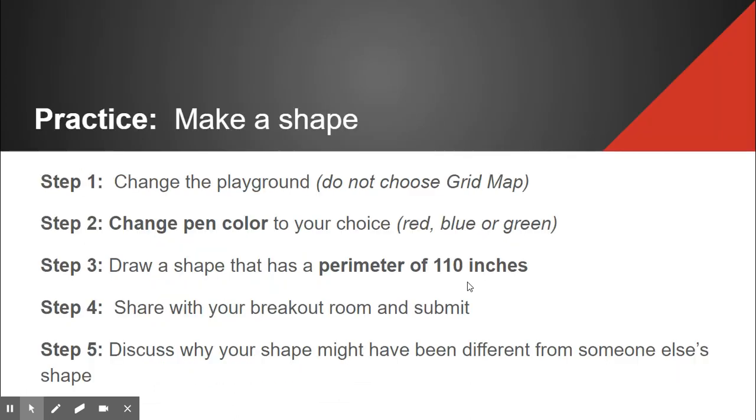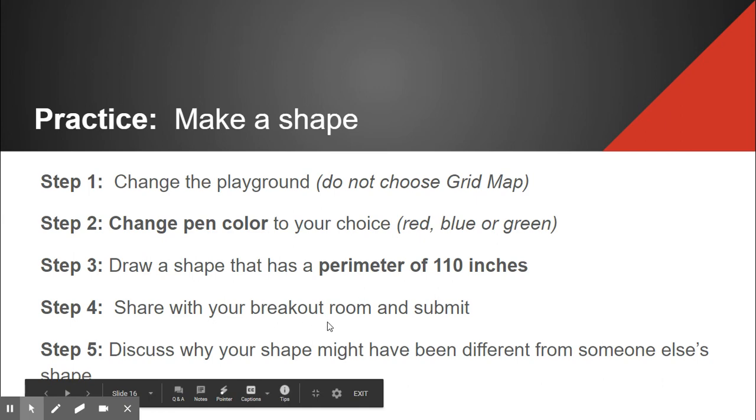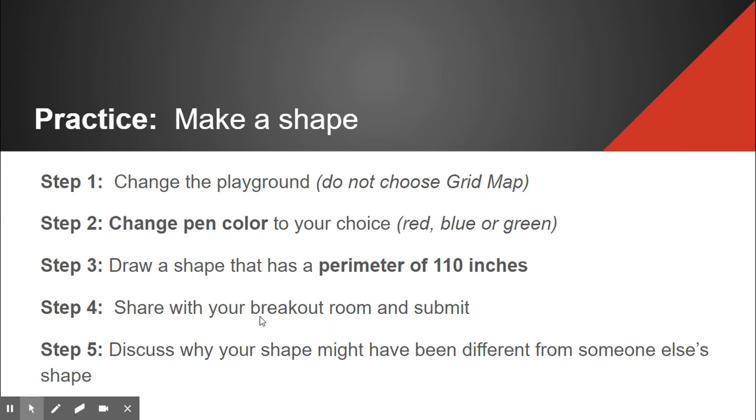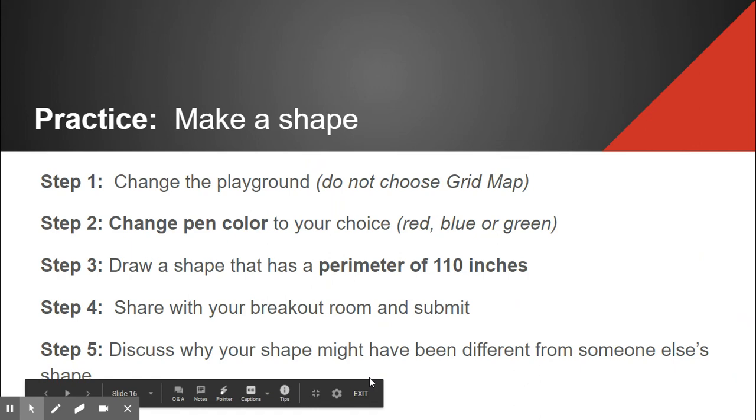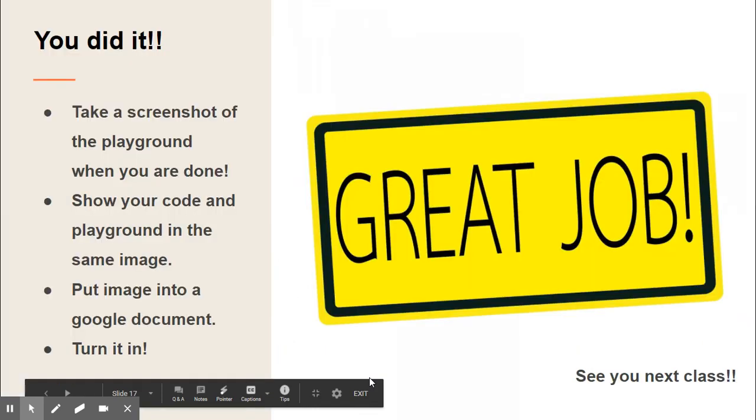Okay. Another practice, make a shape. Change the playground. So don't choose the grid map that we just did. Change the pen color, red, blue, or green. Draw a shape that has a perimeter of 110 inches. Share with your breakout room and then submit it, a picture of it. Discuss why your shape might have been different from someone else's shape. They're all going to look a little different.